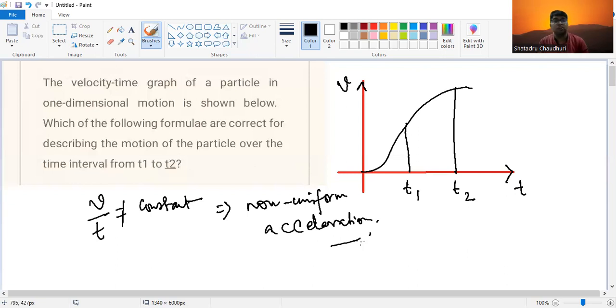I will come back in the next class to discuss some more problems about one-dimensional motion or kinematics. These are also some typical types of problems which people encounter in competitive exams.